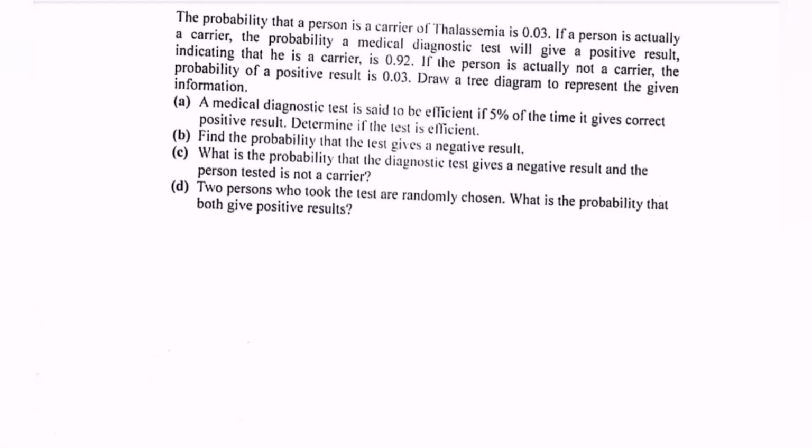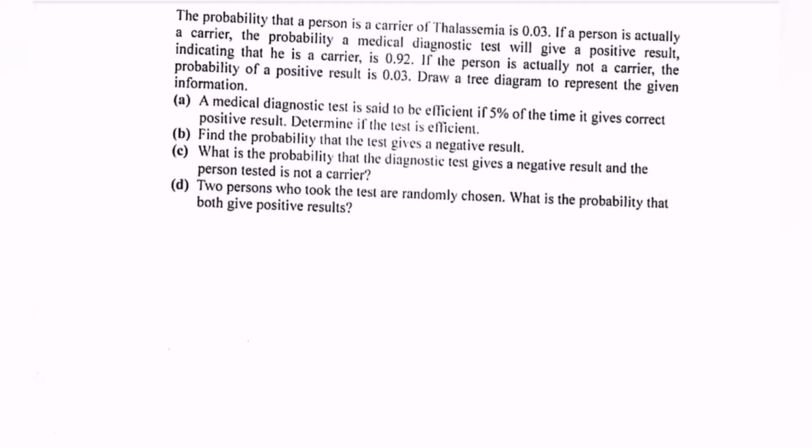Hello everyone, in this video I'm going to discuss the example for probability. Kindly refer to the question. The probability that a person is a carrier of thalassemia is 0.03. If a person is actually a carrier, the probability that a medical diagnostic test gives a positive result indicating that he is a carrier is 0.92.